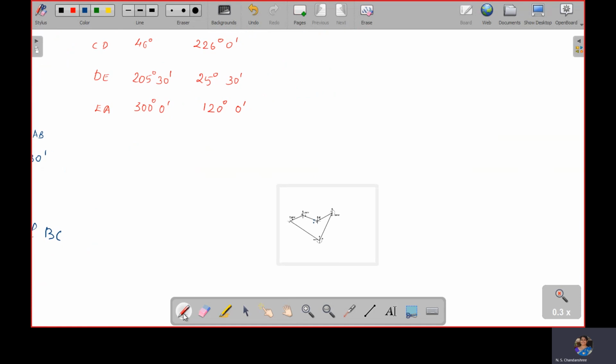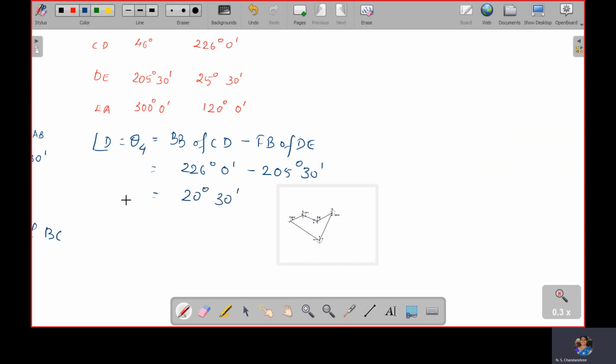Now we will calculate angle D. Angle D or theta 4 is equal to back bearing of line CD minus forebearing of DE. So back bearing of line CD is 226 degrees 0 minutes minus 205 degrees 30 minutes. So the answer here is 20 degrees 30 minutes, angle D.